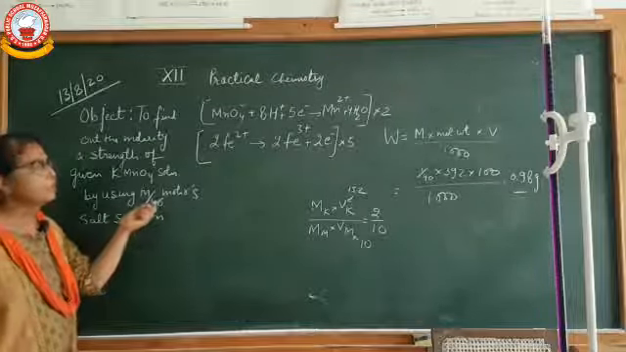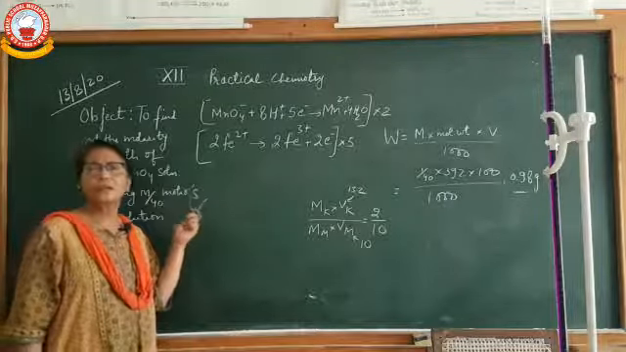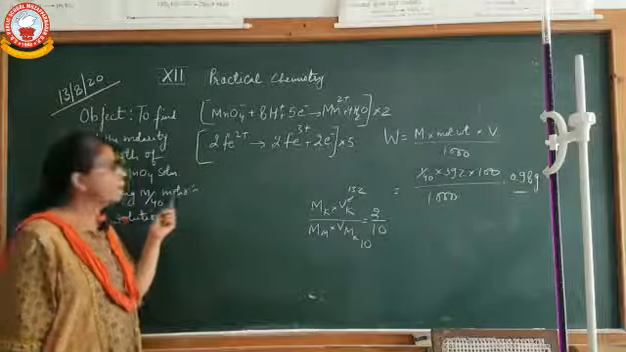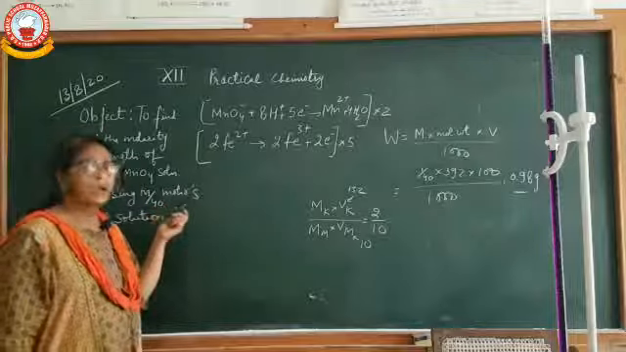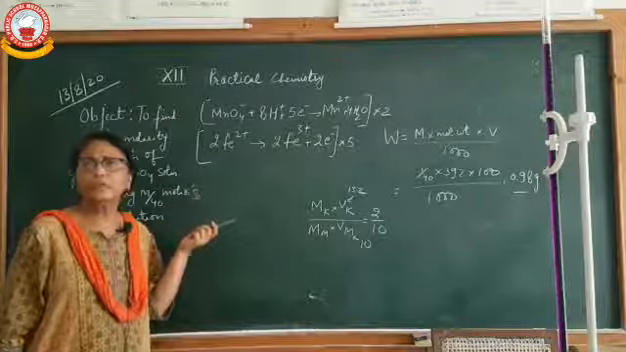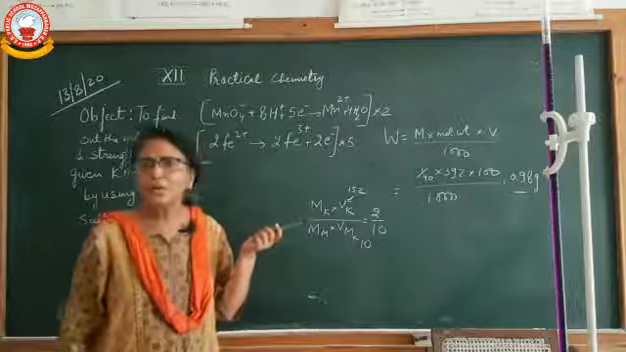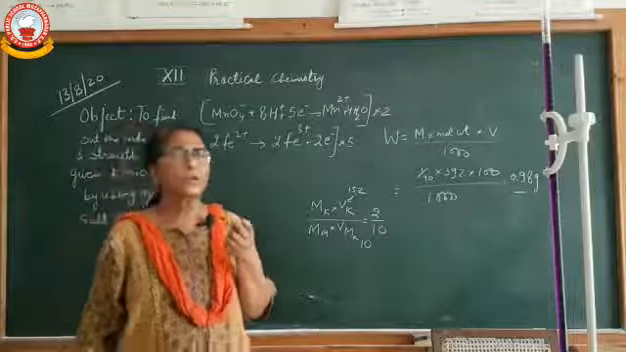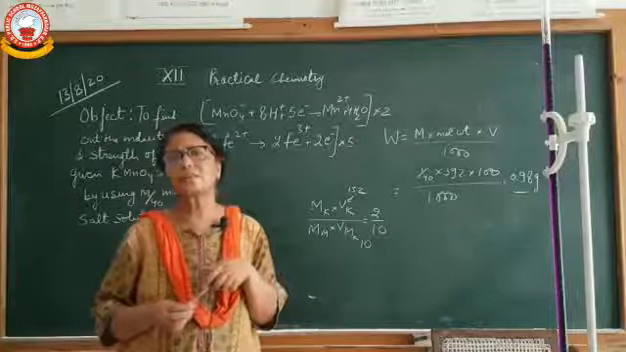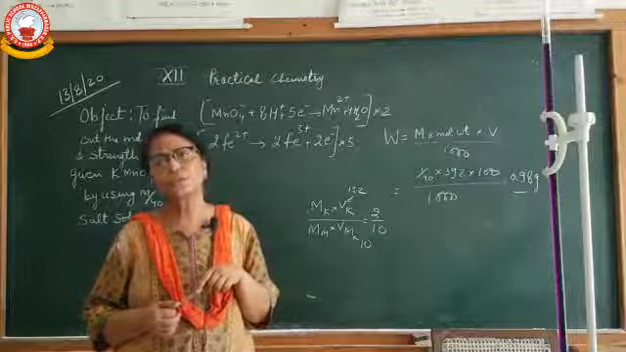What is Mohr salt? That is ferrous sulfate ammonium sulfate, 6H2O. That is the formula of Mohr salt, and this is an example of a redox titration in which one is your reducing agent, another is your oxidizing agent. Your KMnO4 acts as oxidizing agent and Mohr salt acts as reducing agent.